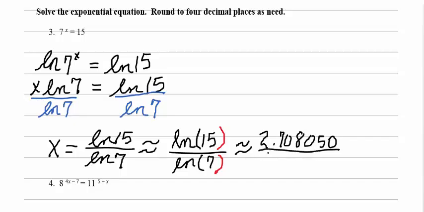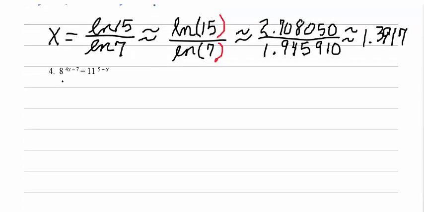So the natural log of 15 is approximately 2.708050. Natural log of 7 is 1.945910. When I divide those two numbers, I get approximately 1.3917, which I had known previously. I'm just showing you another way to work the problem. However, you're going to be best served if you know how to use your calculator. Let's look at number 4, which is a little more complicated.